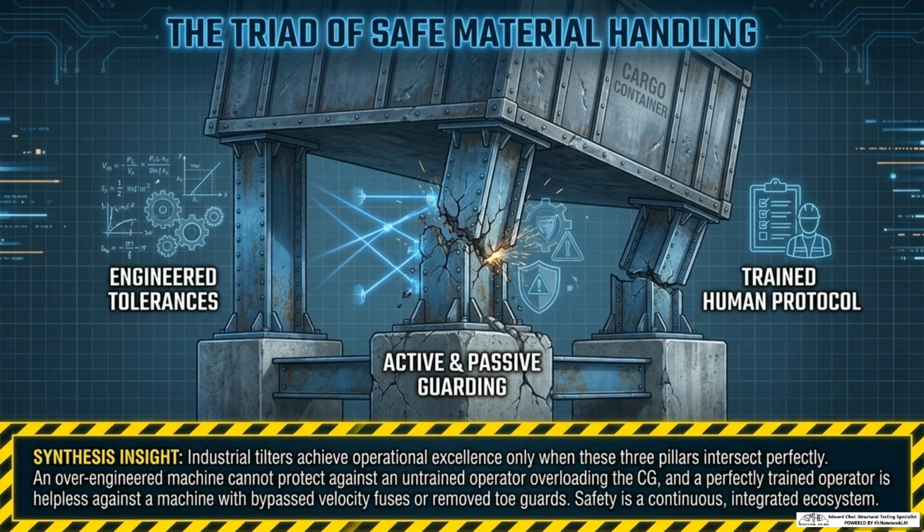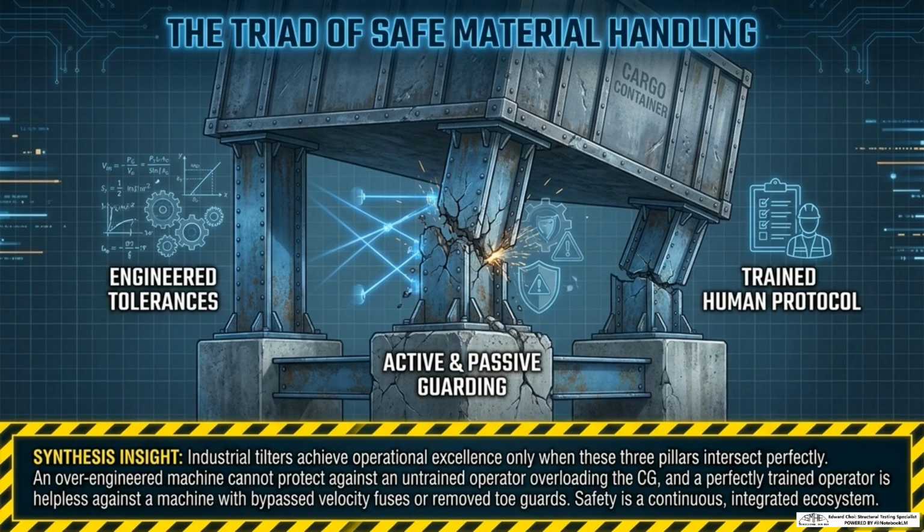The synthesis of everything we've covered comes down to 3 interlocking pillars. Engineered tolerances, the machine designed and built to standard. Active and passive guarding, the physical and electronic systems that catch what humans miss. Trained human protocol, the operator who knows the machine, knows the hazards, and acts accordingly. Remove any one of those 3, and the system fails.